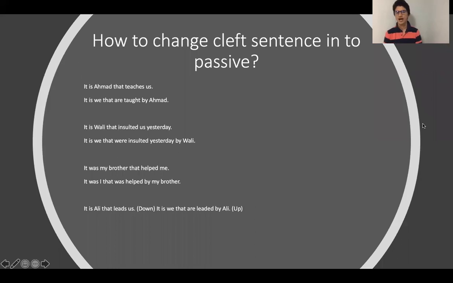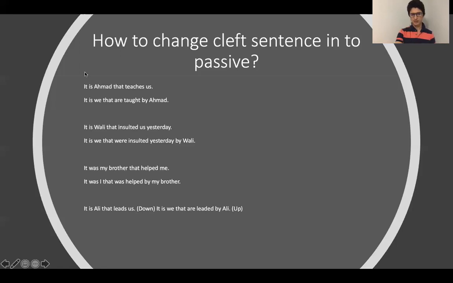One more thing, how to change cleft sentences into passive voice. Sometimes we don't know about the subject, about the doer of an action, and in this situation we also need to be able to use that kind of sentence, okay? So first, let's see these examples. It is Ahmad that teaches us. Here, Ahmad is our subject, and that teaches us is our adjective clause. Or second example, we say, it is we that are taught by Ahmad.